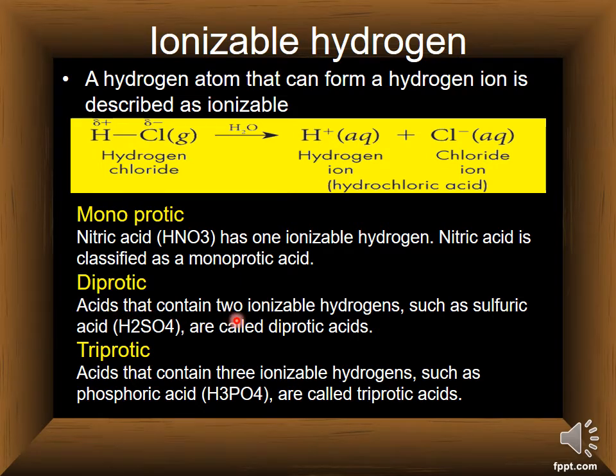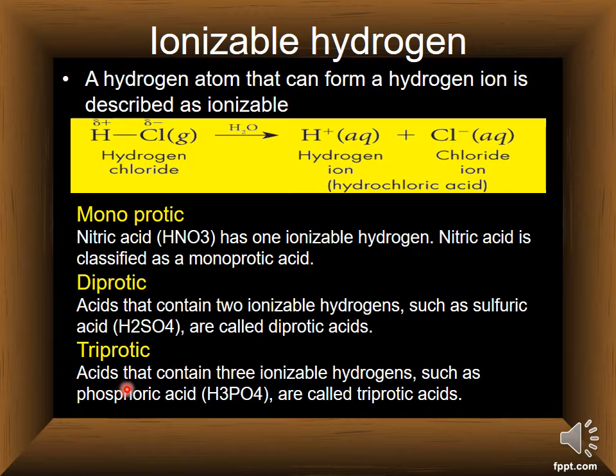Acids that contain two ionizable hydrogens, such as sulfuric acid, are called diprotic acids. Look at the formula of sulfuric acid, H2SO4. In H2SO4, how many hydrogens? Two hydrogens are present, and both can be donated to water. That's why it's called a diprotic acid.